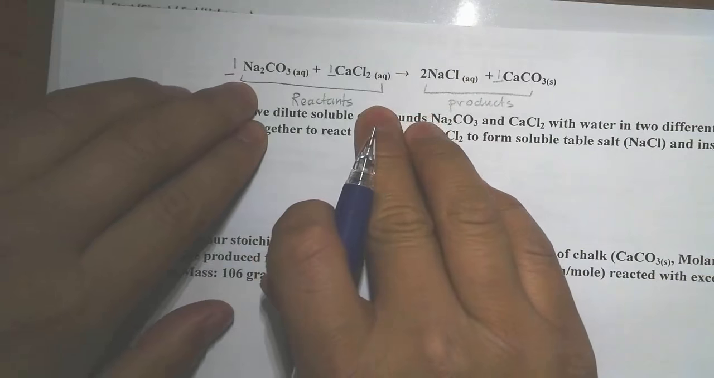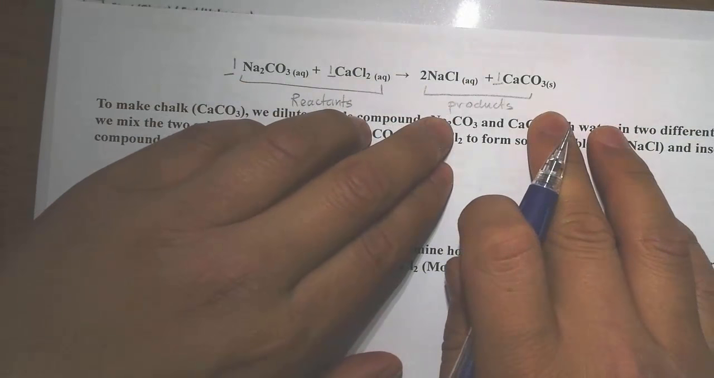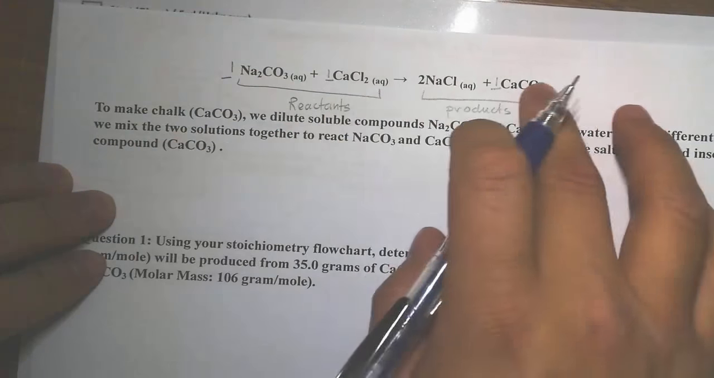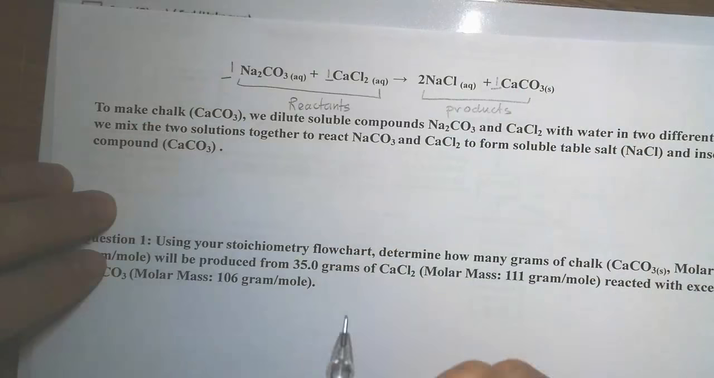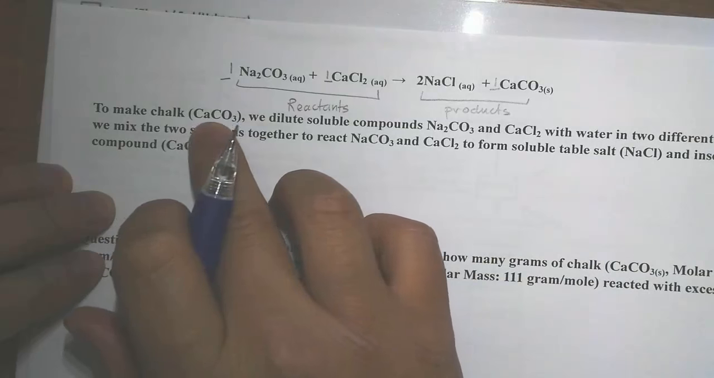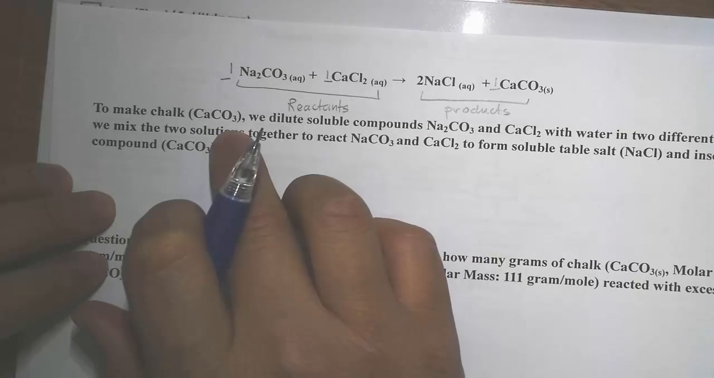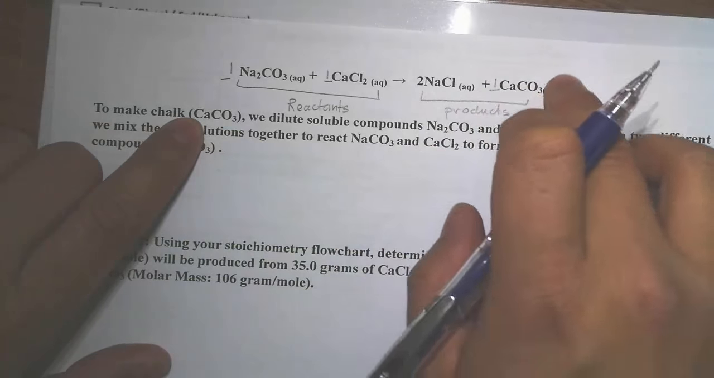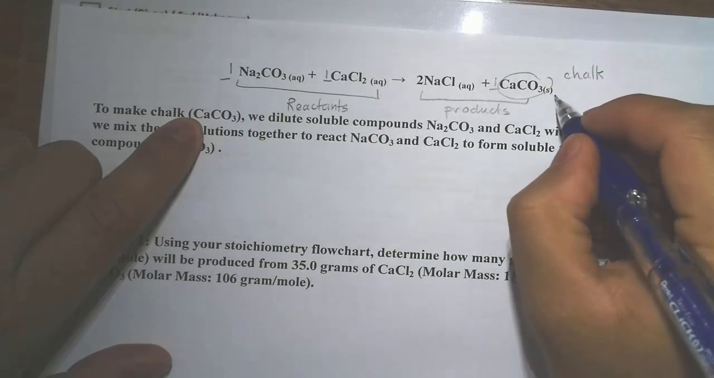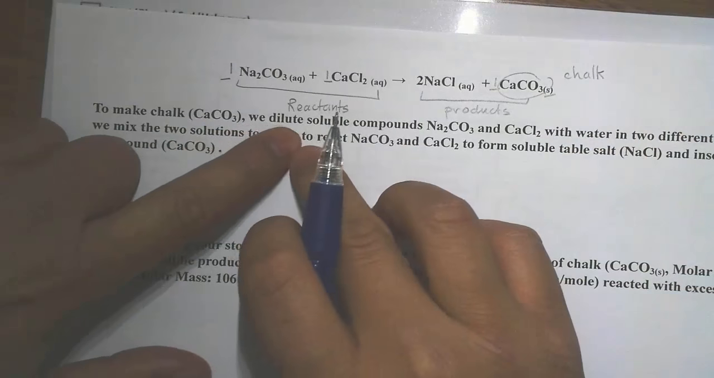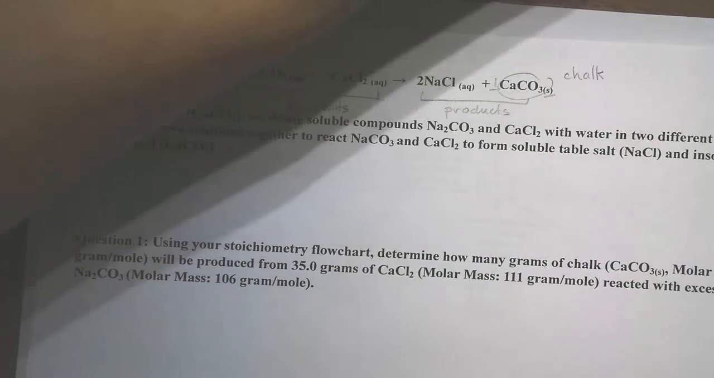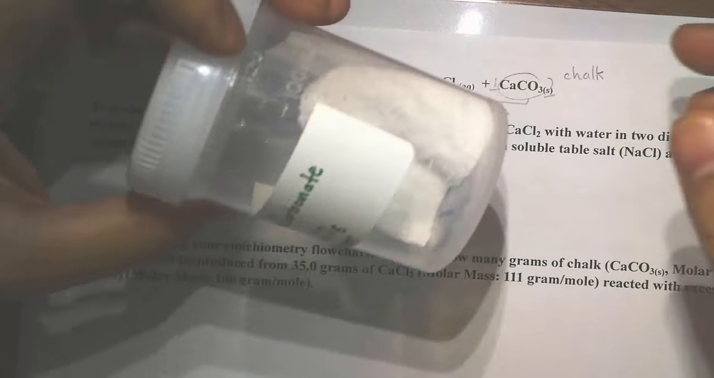So again, we have the reactants combined together to make completely new compounds called the products. In this case, this description describes this chemical reaction. To make chalk, the chalk that you write with, the chemical formula for chalk is calcium carbonate, CaCO3. Now to make chalk, which is right here, calcium carbonate, this is your chalk, and notice it is a solid. We dissolve the soluble compound sodium carbonate, and sodium carbonate looks like this. See that? That's sodium carbonate right here.